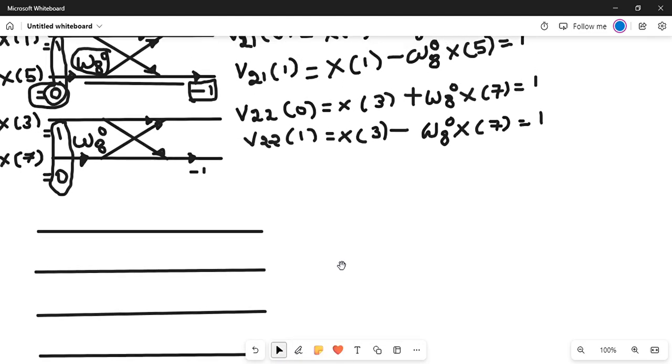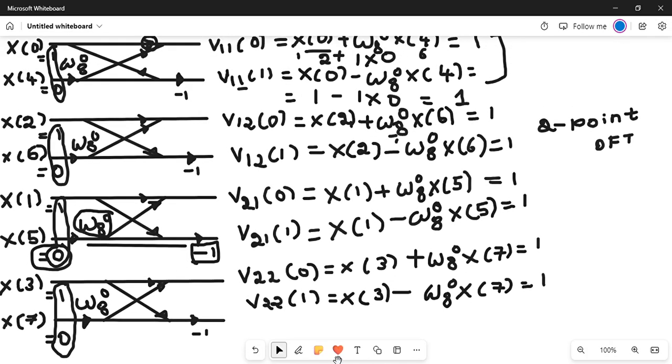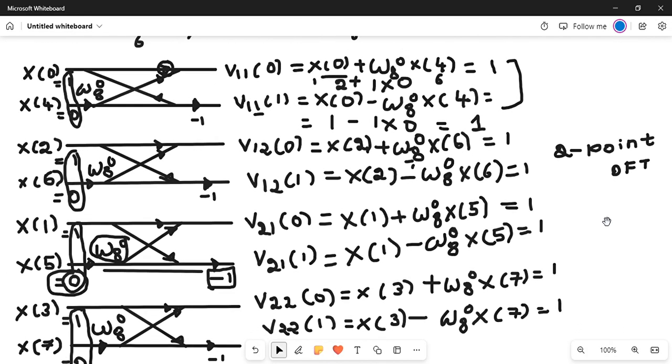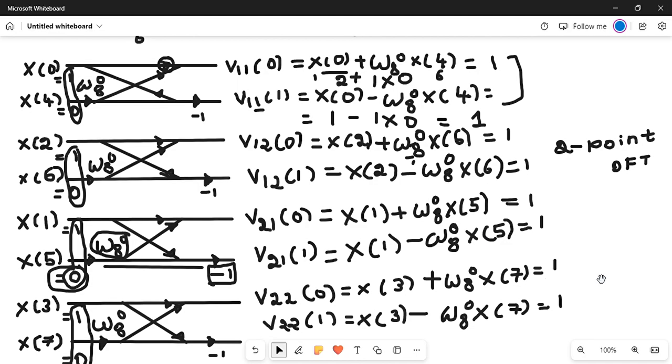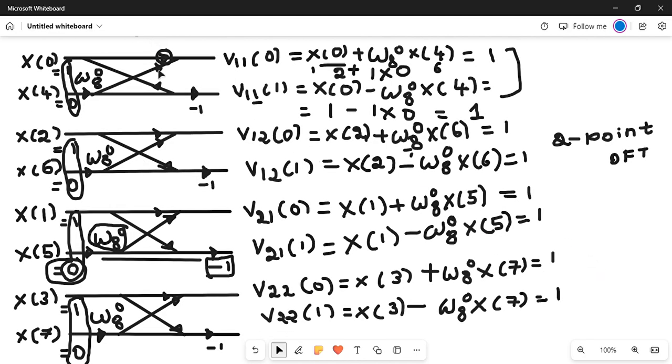So how to club 2 point DFTs? I need to come back to the 2 point DFT to make you understand. According to the 2 point DFT diagram, what I have to do is take x of 0, x of 4 and x of 2 and x of 6. So these two DFTs I am going to club together, which makes me a single 4 point DFT. So which ones? x of 0, x of 4, x of 2 and x of 6. If I club these, what is the resultant I get?